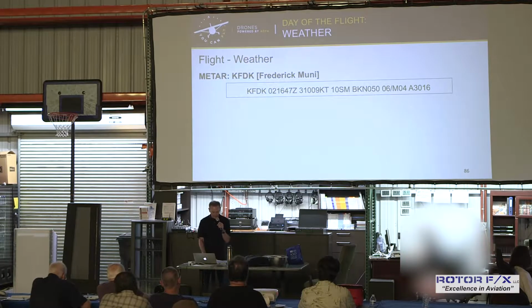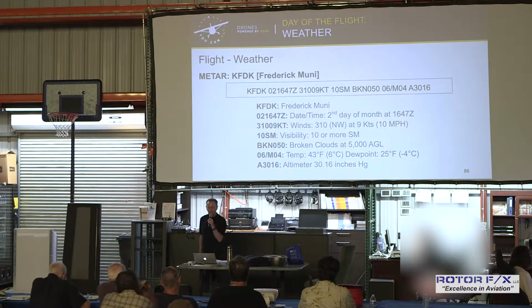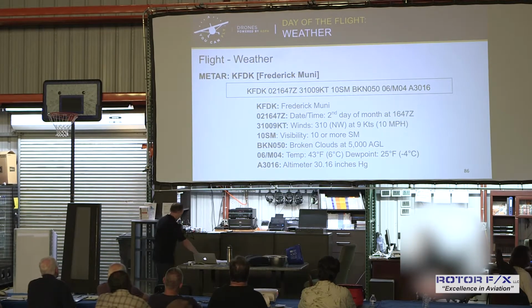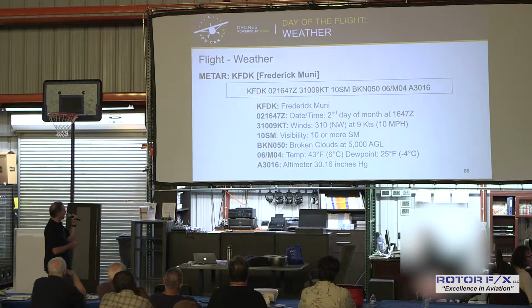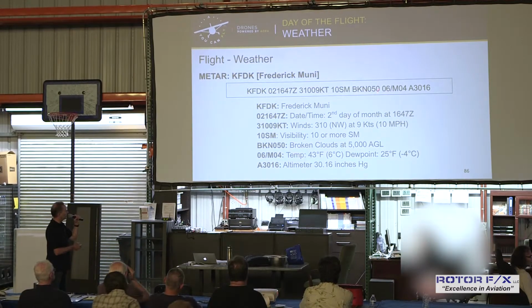So let's decode this one. I'm going to do it for you, though, as opposed to making you crawl through it. But we'll talk about it a little bit. It's very similar to the one that we were talking about before. KFDK, that's Frederick Municipal Airport. Remember, this is the second day of the month at 1647 Zulu. The winds are out of 310 at 9 knots. Visibility is 10 statute miles. Clouds are broken at 5,000 feet. Remember, always add two zeros to the cloud level.